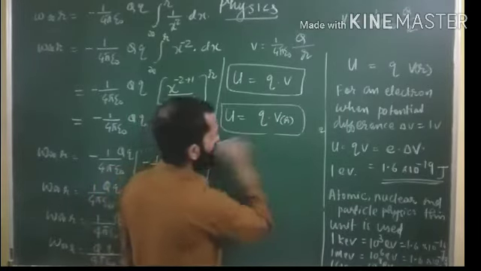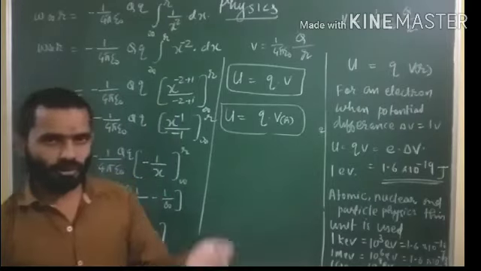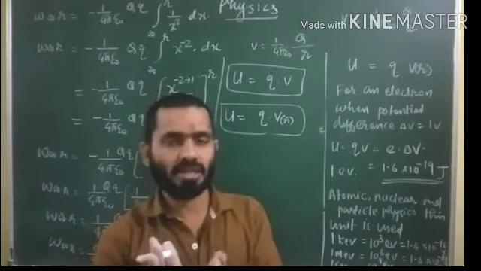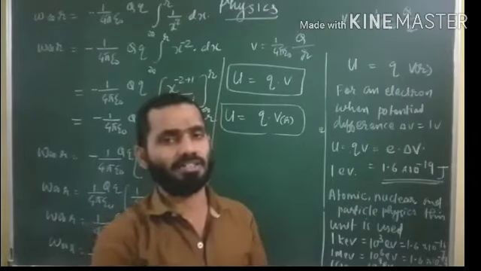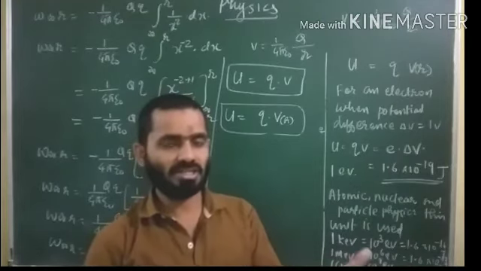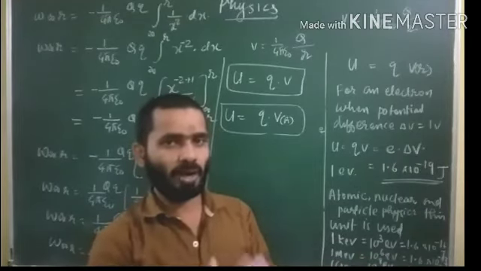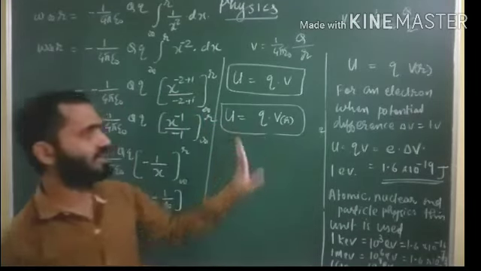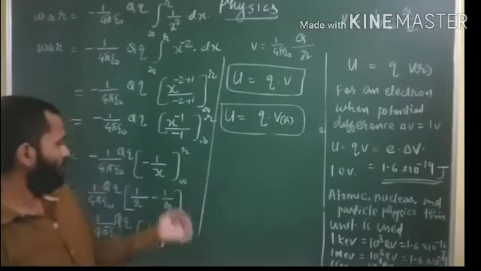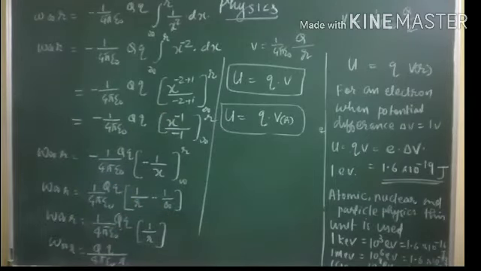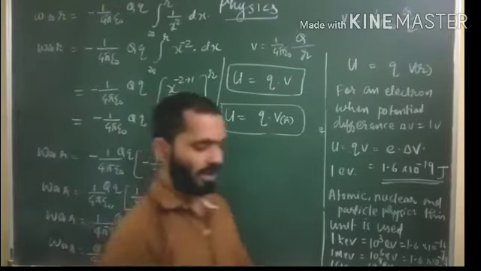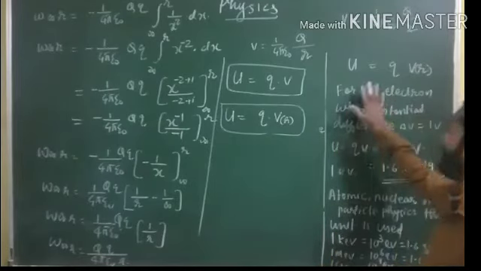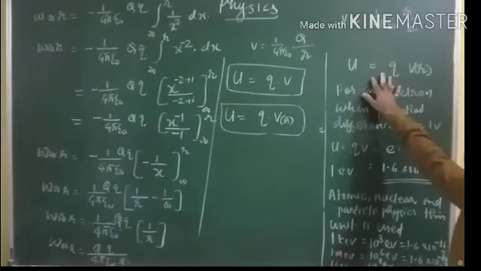This is a very important calculation, students. It means if we want to calculate the potential energy of a charge, we have to multiply the charge and the potential at r distance. What is the potential at r distance? That potential multiplied with the charge will give the potential energy of a single charge. So this is the potential energy of a single charge when it is placed in an external electric field.